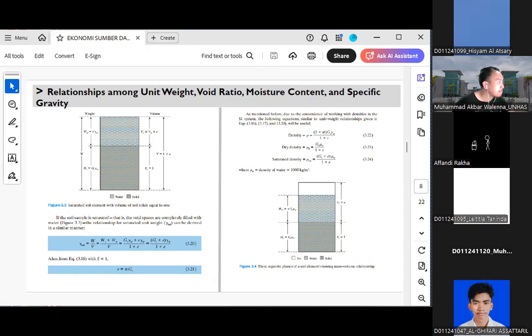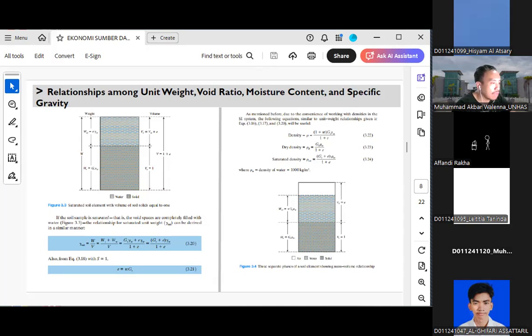Okay. What I'm trying to say is that the other calculations or formulas that we are going to see here are just arrangements of some of the soil parameters and how they are related in the context of unit weight, void ratio, moisture content, and specific gravity. So you just need to get yourself familiar with this arrangement accordingly.